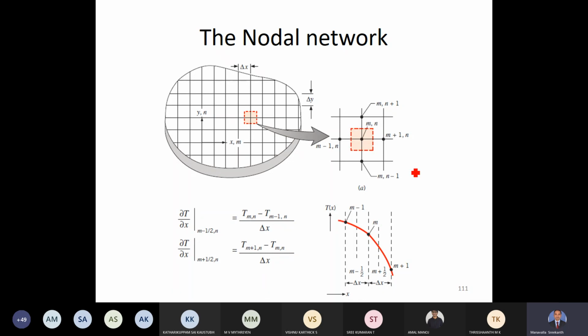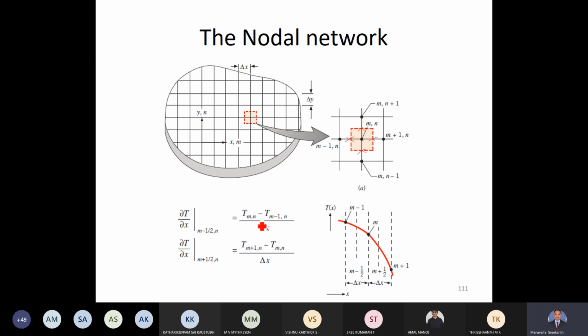So if you want to evaluate the derivative at this point, the temperatures that are involved are this one and this one. If you want to evaluate the derivative at this point, the temperatures involved are this one and this one. Similarly, if you want to evaluate the derivative at this point, the temperatures involved will be this one and this. Similarly, at this point, the temperatures will be this one and this one.